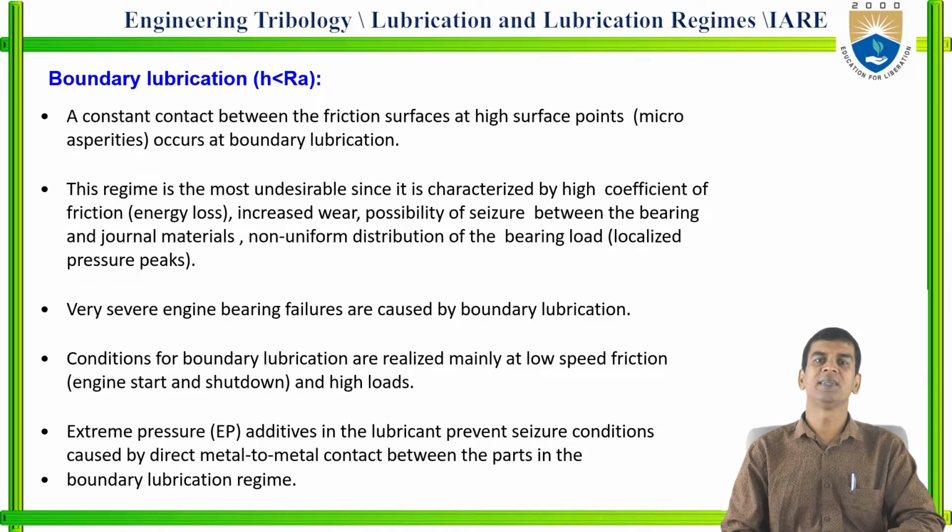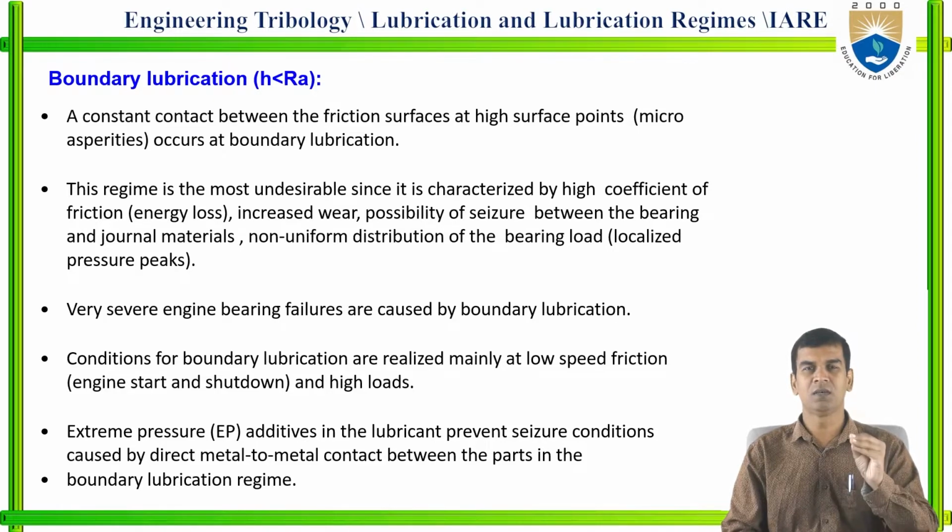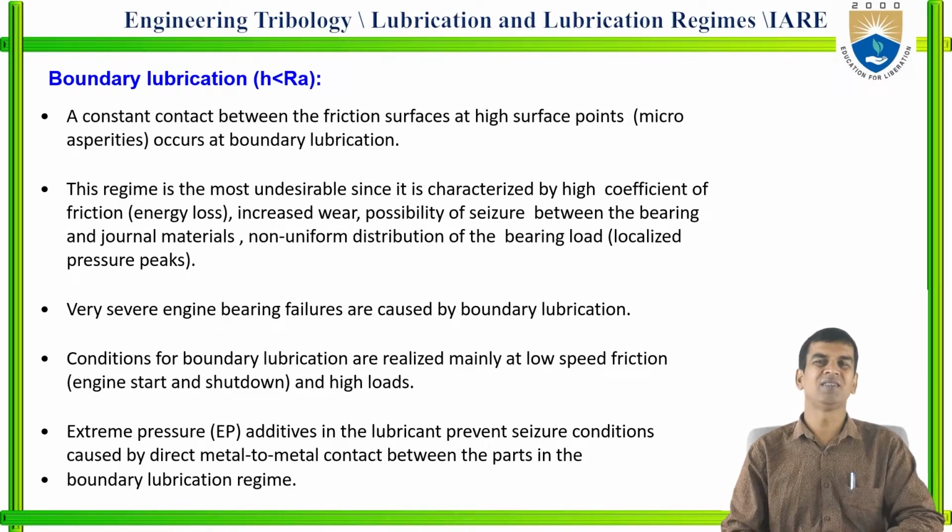If the oil film thickness h is less than Ra, the surface roughness, then we call it boundary lubrication. In the boundary lubrication regime, constant contact between the friction surfaces occurs at the high surface points. In boundary lubrication, there will be contact between the two surfaces for the maximum amount of time.